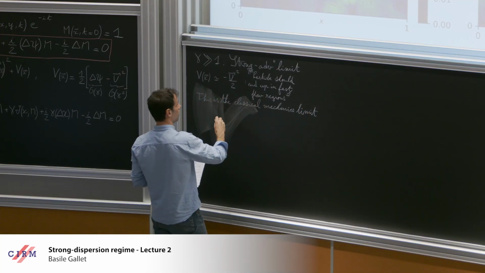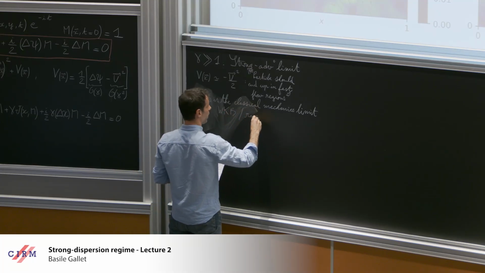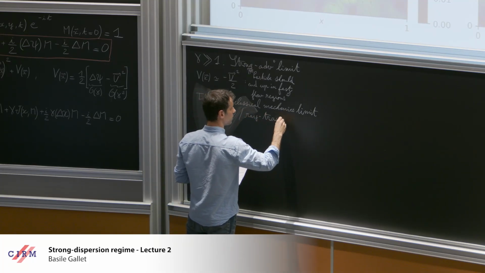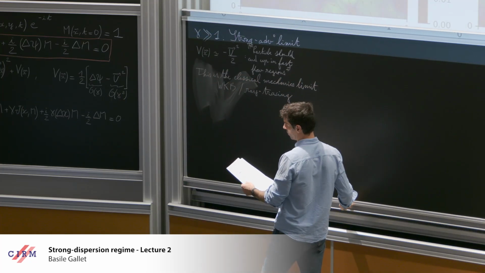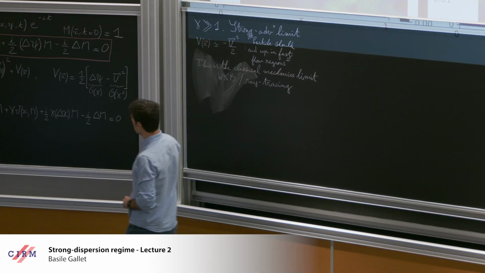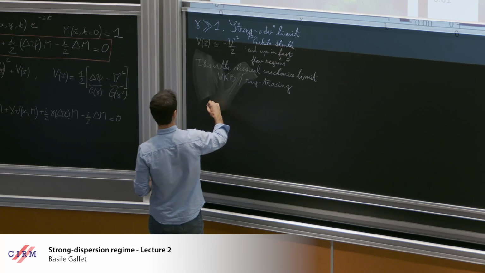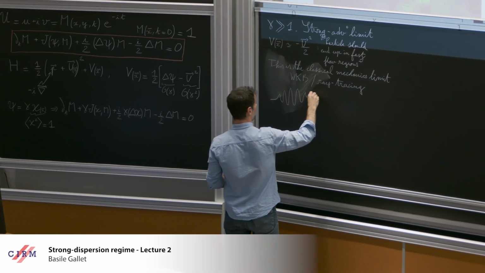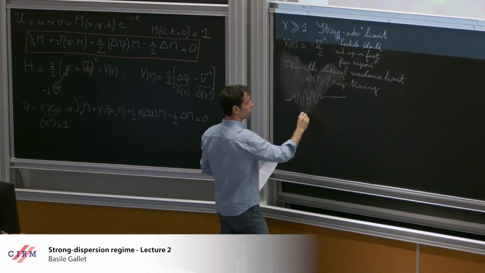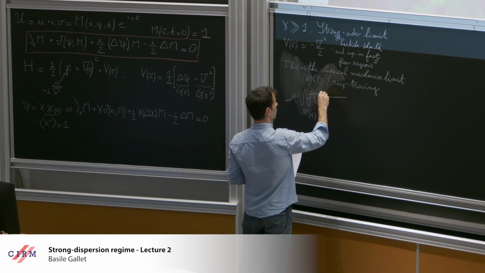And also, of course, in this context, this is also when you would use the WKB method, and this is also the ray tracing limit, where you would look at the trajectories of small wave packets. So in fact, what happens in this classical limit is that you would describe the field as a collection of small wave packets. Okay, so you have a small wave packet here with a position x of t and a wave number here, maybe p of t.